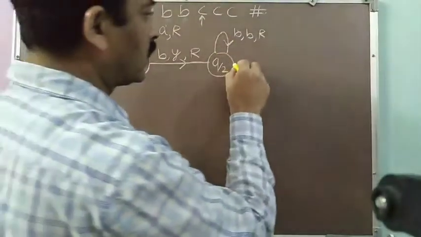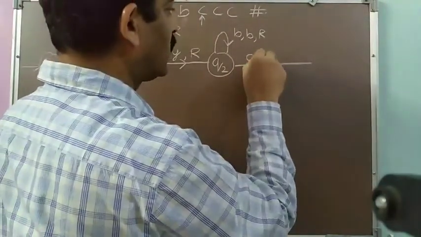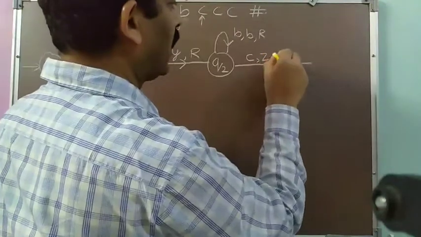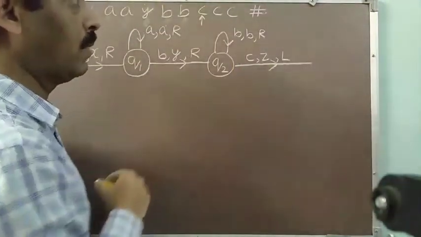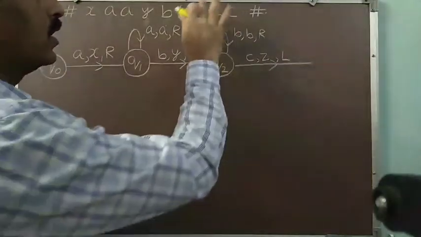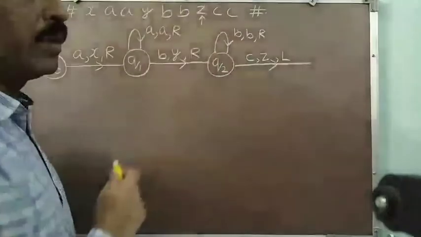What I have to do with this C? I have to process this C. How will I process this C? In place of C, I will be writing Z and start moving left. Why do I start moving left? Because in place of C, I have marked it by Z. So C has been processed.